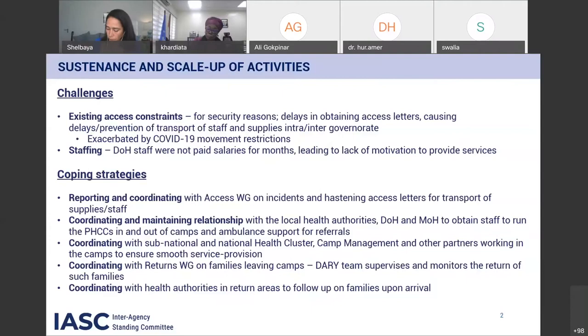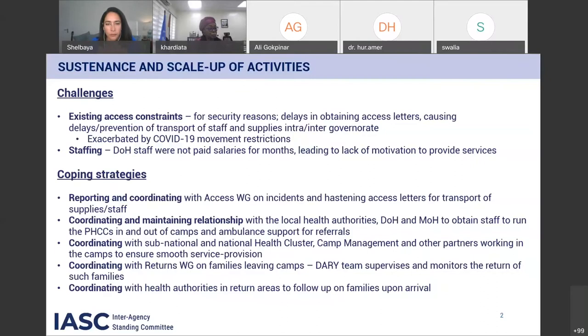As a part of the coordination, we are also following the returnees working group on families leaving the camps, and our team supervises and monitors the return of such families to their areas of origin, and to know if there is a new displacement or a returnee movement outside the camp to their areas.